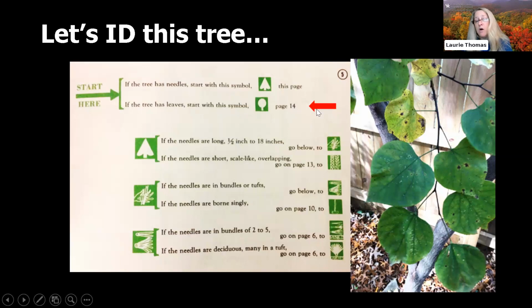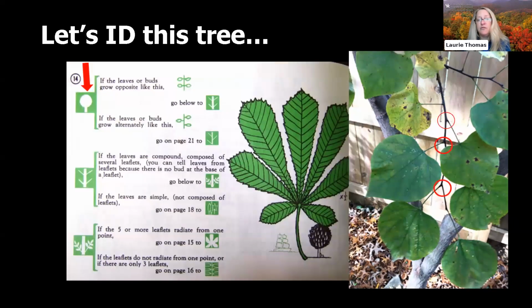So now we're going to go over to page 14, and we want to remember what that symbol looks like. It's that stylized tree, or the lollipop tree. So we'll flip over to page 14 and look for that logo, because that's where our next set of statements or questions are going to be. And we find it's at the top.